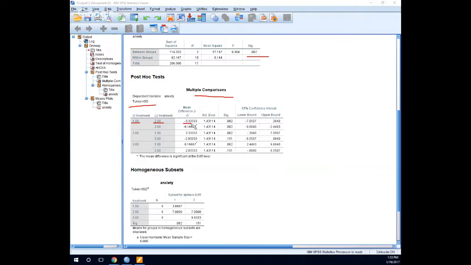So the difference that you observe right here is basically taking the mean for group 1 and subtracting the mean for group 2. And what this would tell us then, if you had a negative value, then that obviously is going to mean that the mean for group 1 is less than the mean for group 2. If this was a positive value, as you have right here, that would mean that the mean for group 1 would be greater than group 2. So you can see that group 1 has a lower mean than group 2.